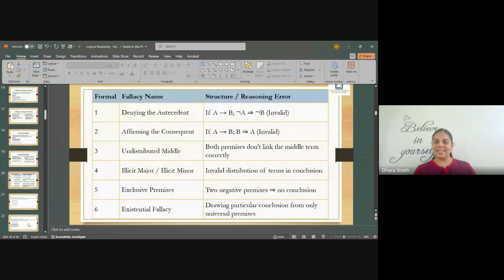So these are the 6 structural fallacies: denying the antecedent, affirming the consequent, undistributed middle, illicit major, illicit minor, exclusive premises, and existential fallacy. Undistributed middle and exclusive premises are the 2 favorite ones, but then others also have been asked. Okay.